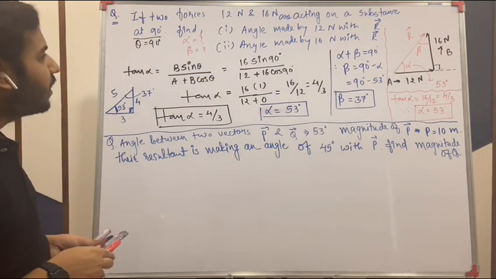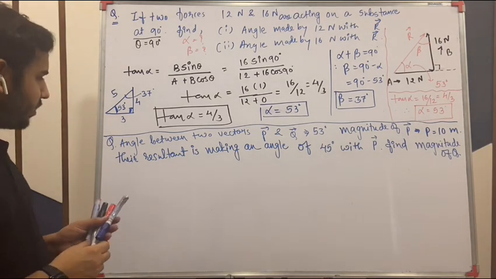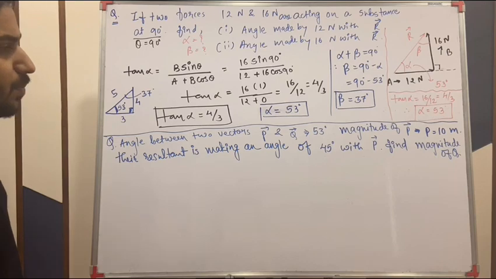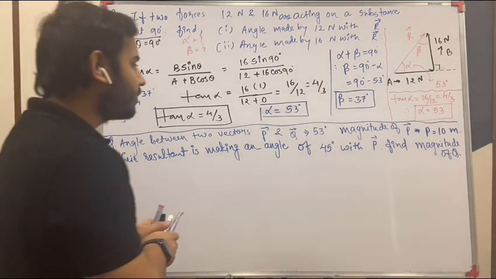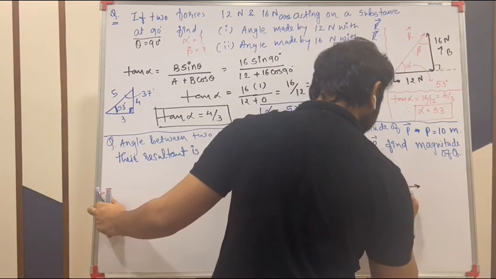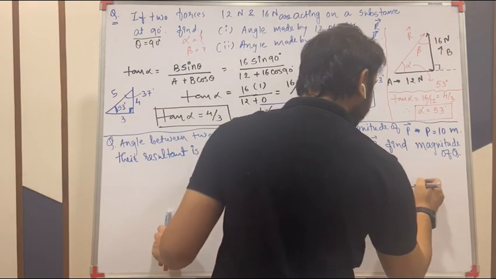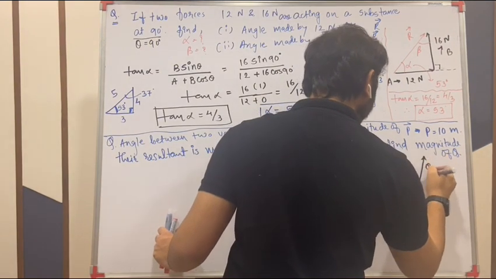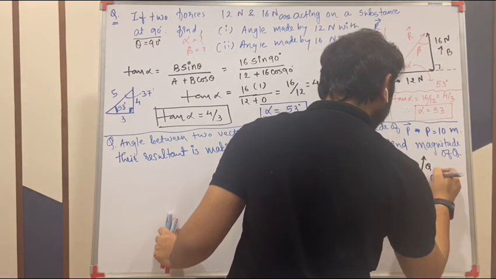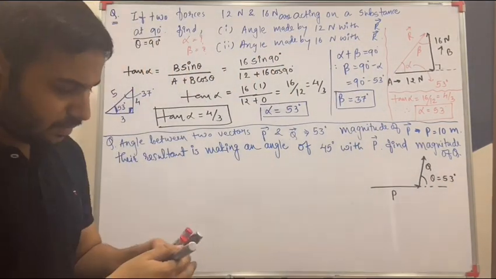Okay, now write down this. So let us move towards the next question. The angle between two vectors P and Q is 53. Suppose this is P. The magnitude of P is 10. This vector is Q. And this angle theta is 53. This angle is what? 53.